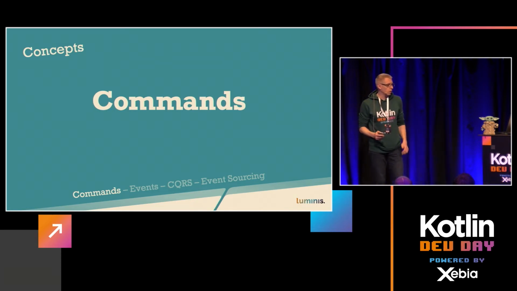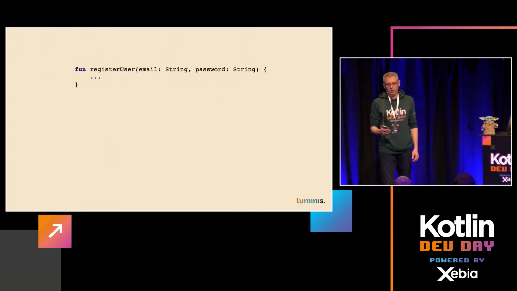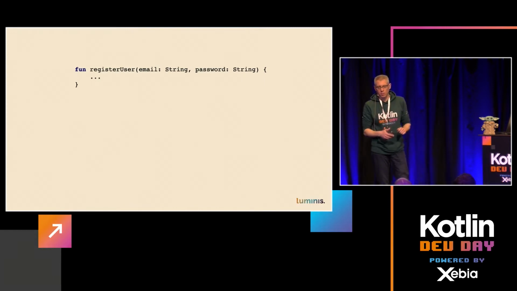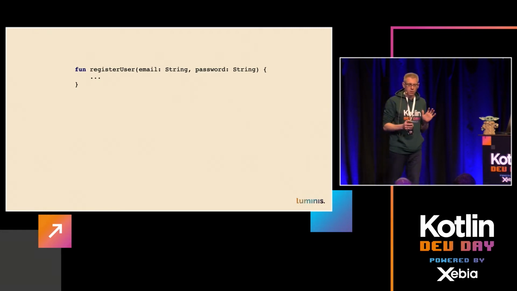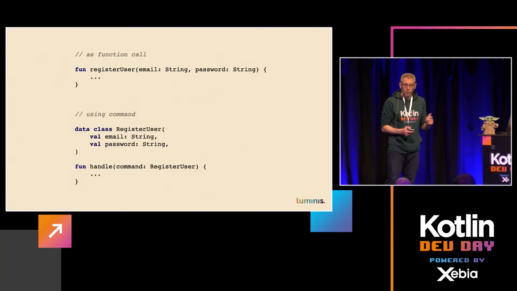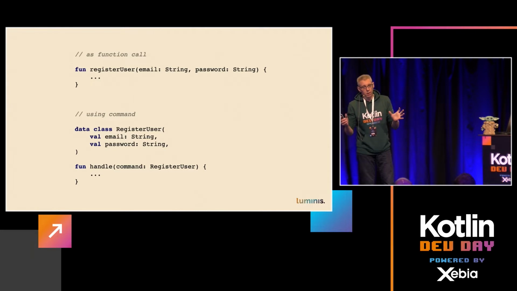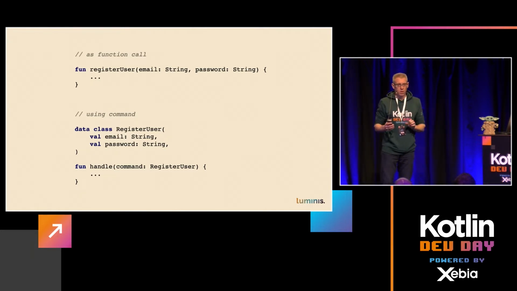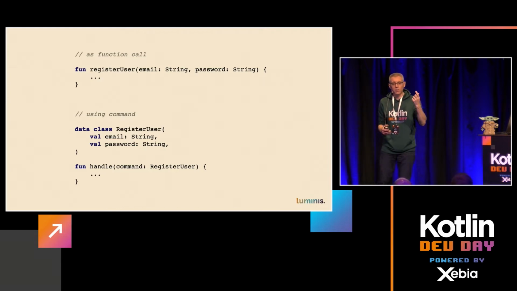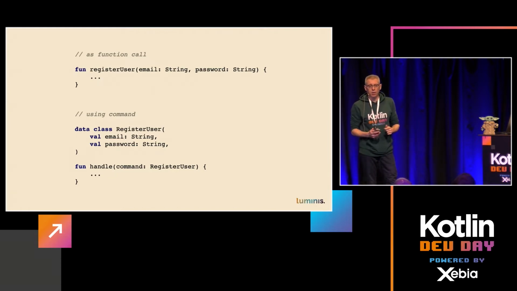So concepts. Let's start with commands. When I talk about commands, I'm not talking about the Gang of Four command pattern. That's something different. It's commands as we use them in some of the other patterns we're going to talk about. In that sense, a command is essentially something like this. You have a function, you call the function, it's called register user, you pass in an email and a password. You can do this as a function, or you can wrap these two arguments, or more arguments, into a command. You create a small data class in Kotlin, and just pass that one command into the function as a single argument. And it gives actually quite a few nice benefits.